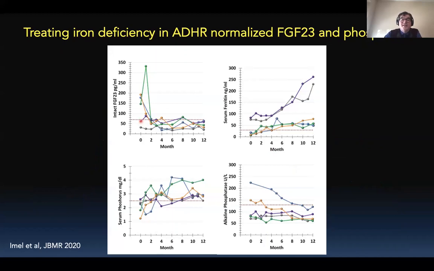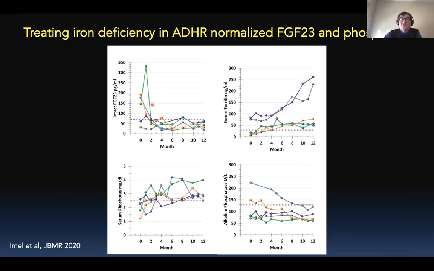And we did a study where we found that the patients who were manifesting hypophosphatemia and high FGF23 levels had iron deficiency. And in general, if you didn't have iron deficiency with ADHR, they were normal. Their phosphorus was normal, their FGF23 was normal.